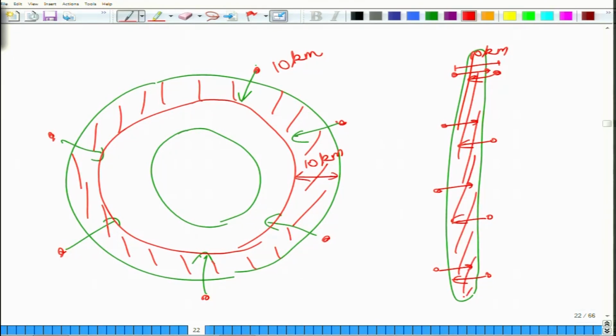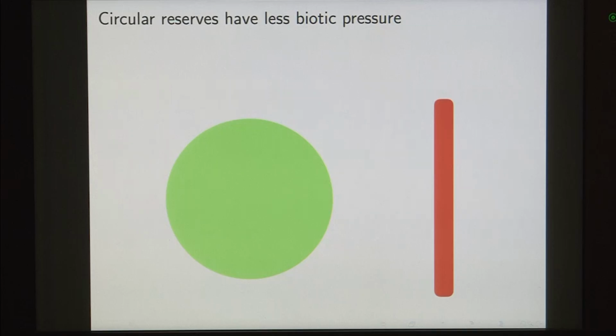So, in that case, to reduce the amount of biotic influences, to reduce the amount of anthropogenic influences, it is preferred to have reserves that are circular as compared to the reserves that are linear.